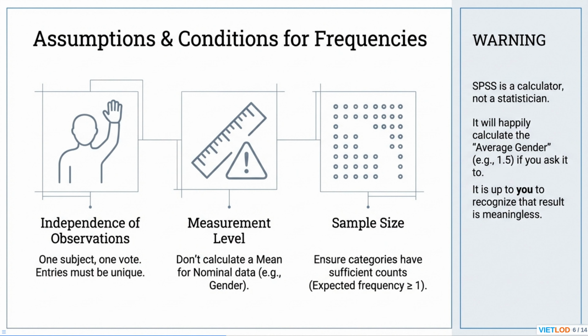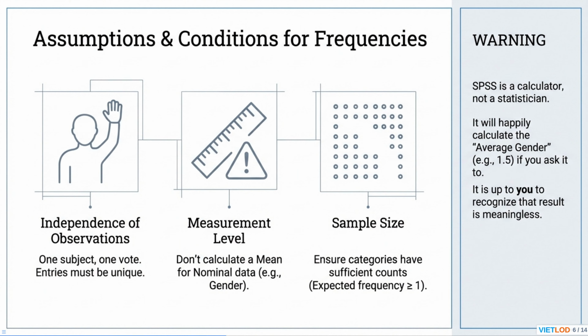Before proceeding with frequency analysis, it's crucial to acknowledge and meet three core assumptions. First, we assume independence of observations. This means each entry in your dataset must be unique, like having one subject, one vote. If one person's response is accidentally entered multiple times, it violates this assumption, artificially inflating counts and biasing your results.